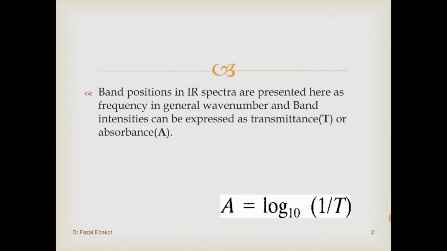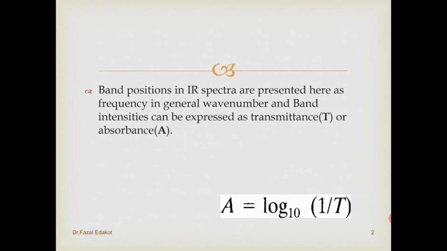The band positions in an IR spectrum are presented here as a frequency. Of course, we know that the frequency is inversely proportional to the wavelength and directly proportional to wave number as well as the energy. So it's represented as the frequency, in general as the wave number, along one axis. And the band intensities can be expressed as the transmittance or the absorbance. These are complementary to each other.